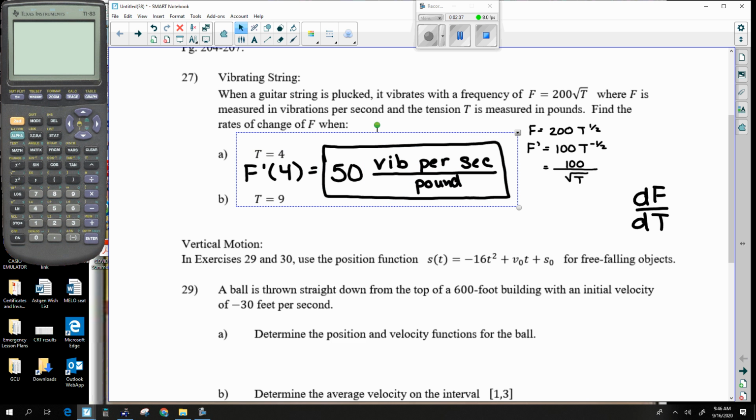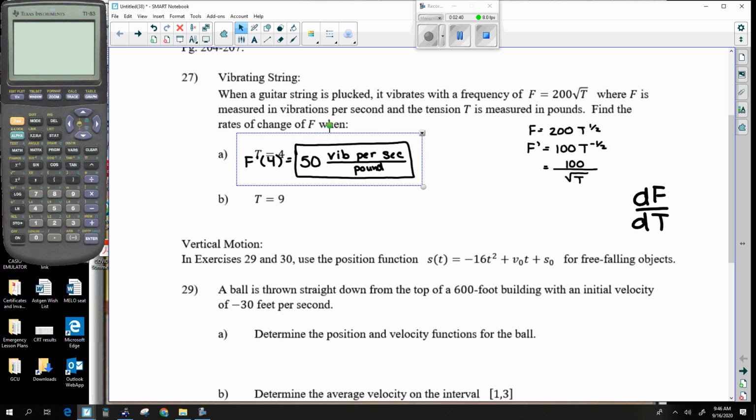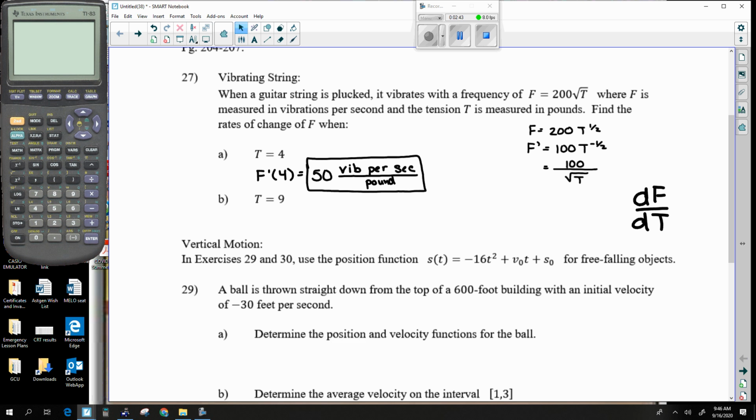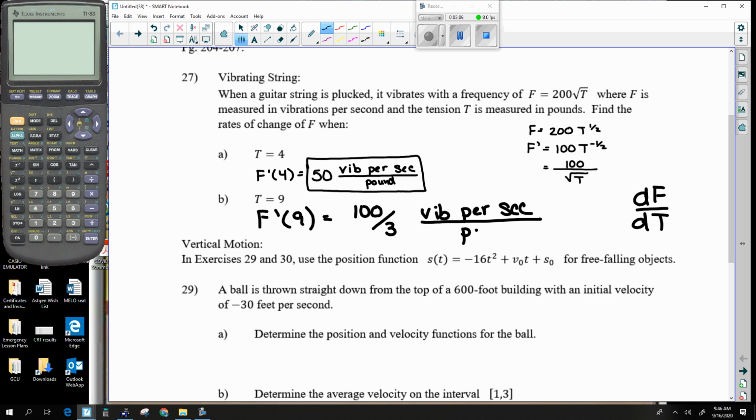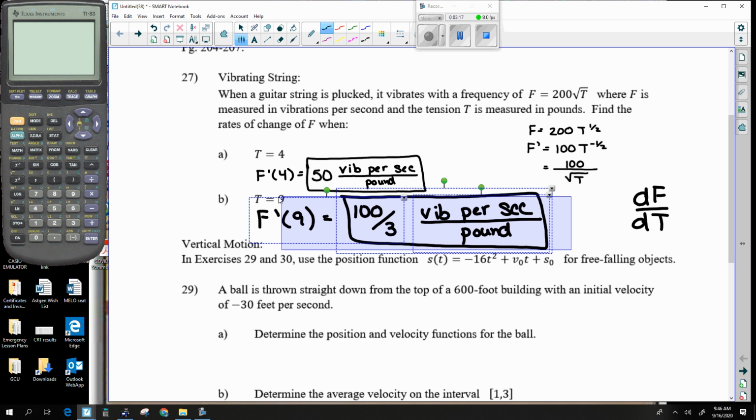And then the next one, with 9, that would make the denominator 3. So that's 100 over 3, or in other words, 33.33333. And again, that's vibrations per second per pound. And that's that one right there.